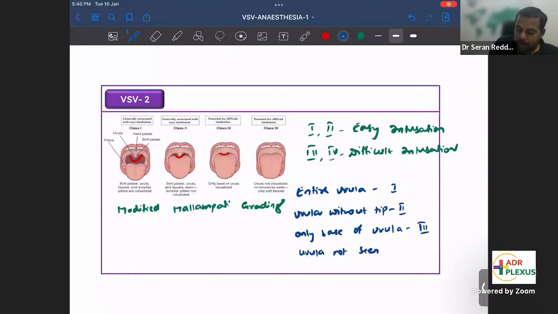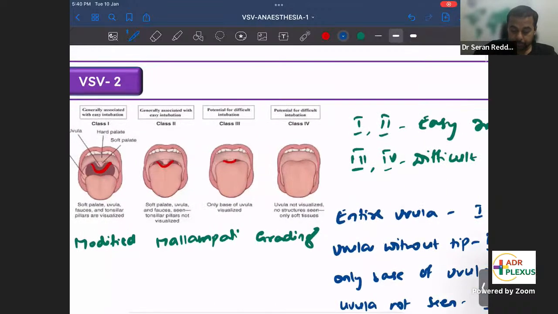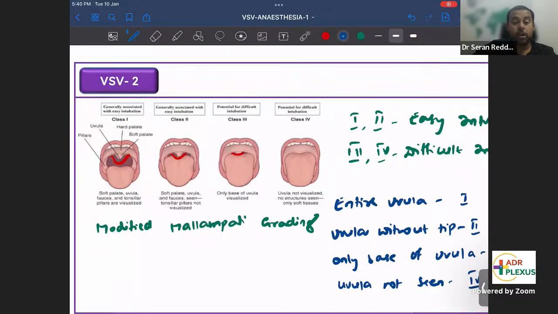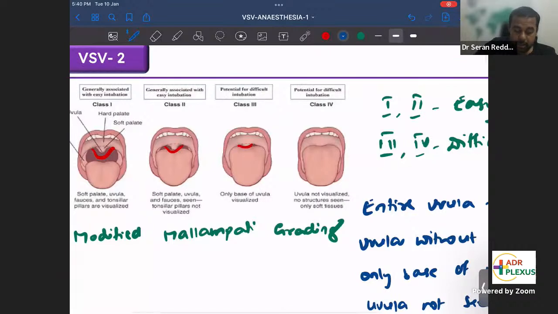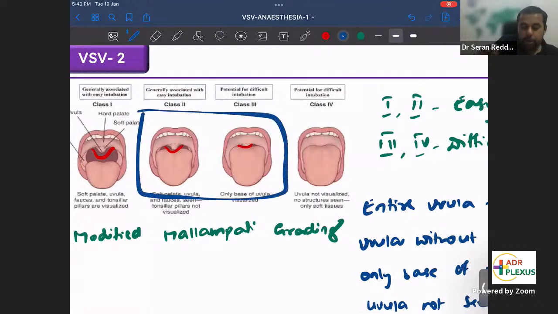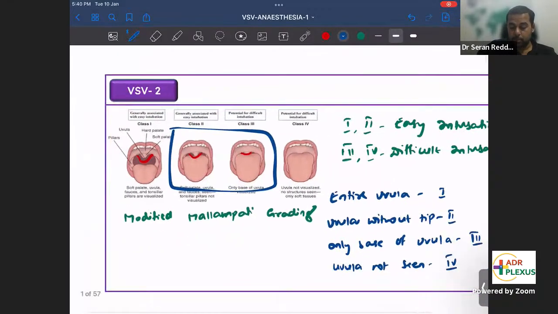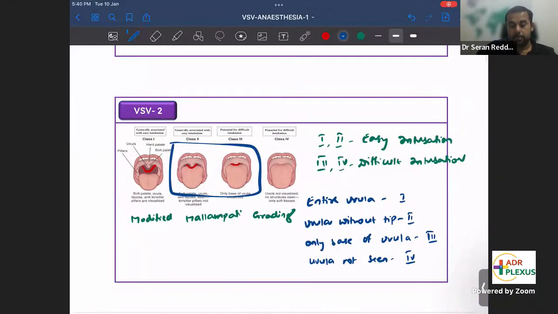So even if you get an image-based question, this is how you have to identify it. Please make sure that by seeing these images itself, you identify the structures. Predominantly, you may get questions between 2 and 3, where just by seeing the uvula, you have to identify. This is about modified Mallampati grading. The other grades like 0, I am not going into the details of this.